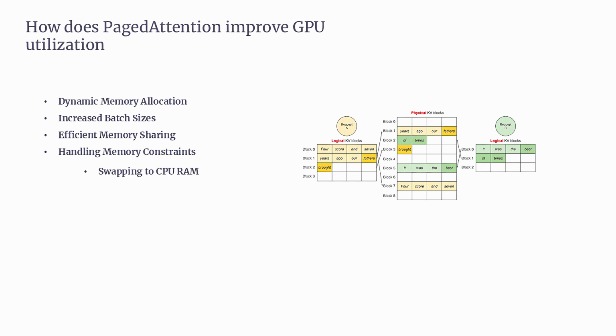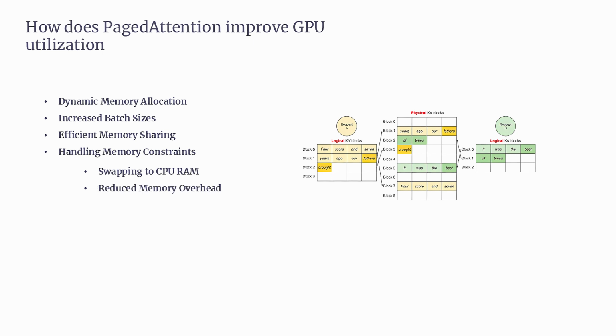The fourth, handling memory constraints. 1. Swapping to CPU RAM. If GPU memory becomes full, paged attention can swap some of the KV cache to CPU RAM. This is like a swap space where memory can be temporarily stored on the CPU while the GPU continues to work on other tasks. This helps the system keep processing without running out of GPU memory, effectively expanding the GPU's capacity by leveraging additional resources like CPU RAM.